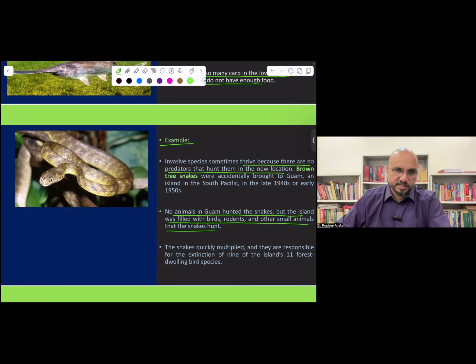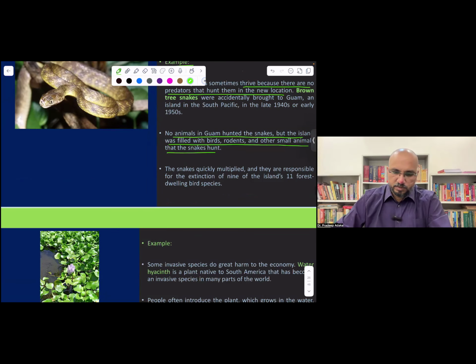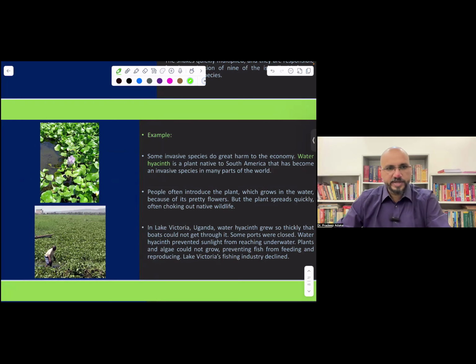Right? So this is another example of invasive species, brown tree snakes in Guam. So plant as invasive species, you can take the example of water hyacinth or Eichhornia crassipes. That is the scientific name, Eichhornia crassipes. So this was initially introduced into India. This is native to the Amazon forest, South America. So this was introduced into India for ornamental purpose.